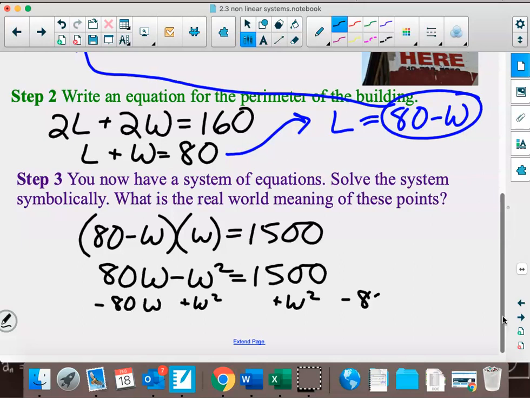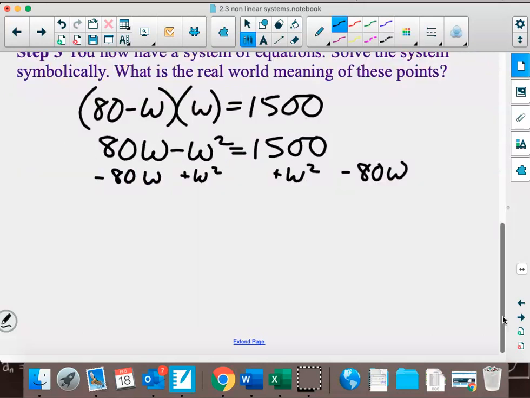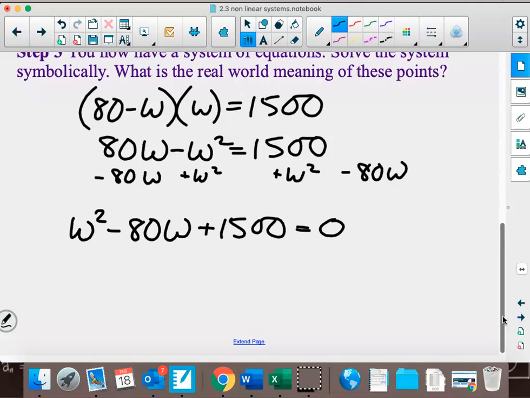Why am I doing all this? What does this have to equal? 0. Why does it have to equal 0? Because this is what kind of an equation? Quadratic.